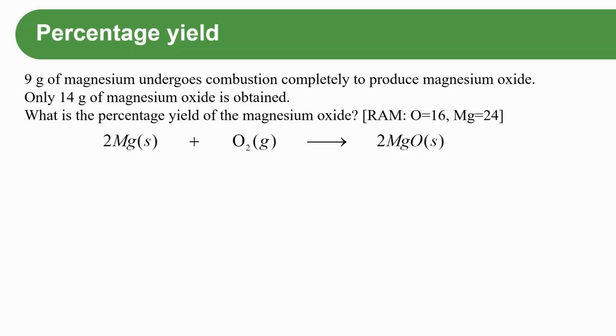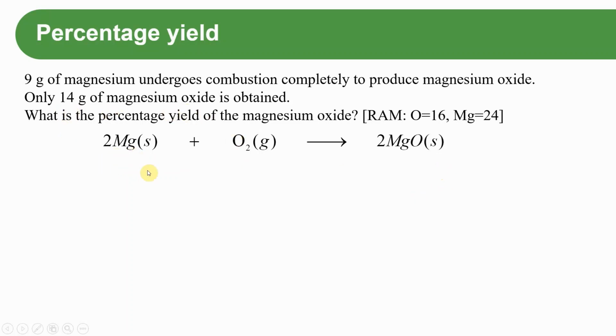So let's look at this question. There are 9 grams of magnesium undergoing combustion to produce magnesium oxide, and only 14 grams of magnesium oxide is obtained. So that means there's actually more than 14 grams of magnesium oxide that should be produced. So let's try and calculate the amount of magnesium oxide that should be produced.